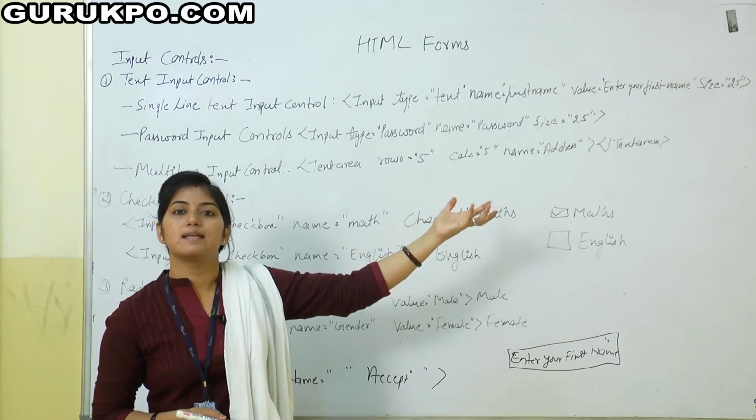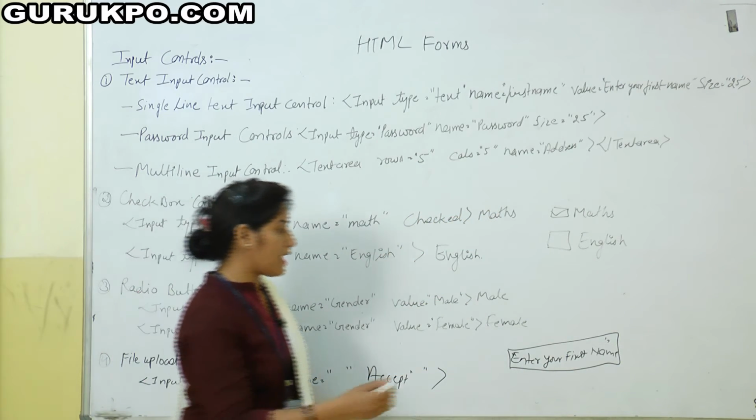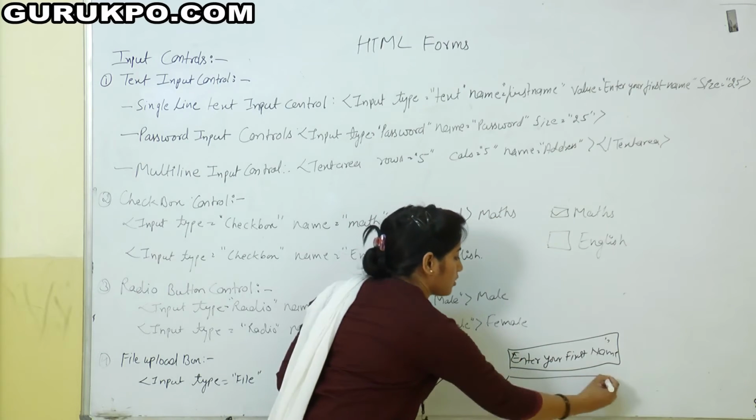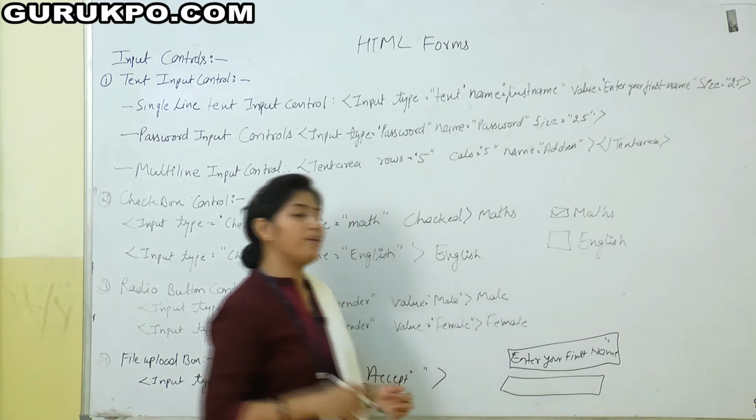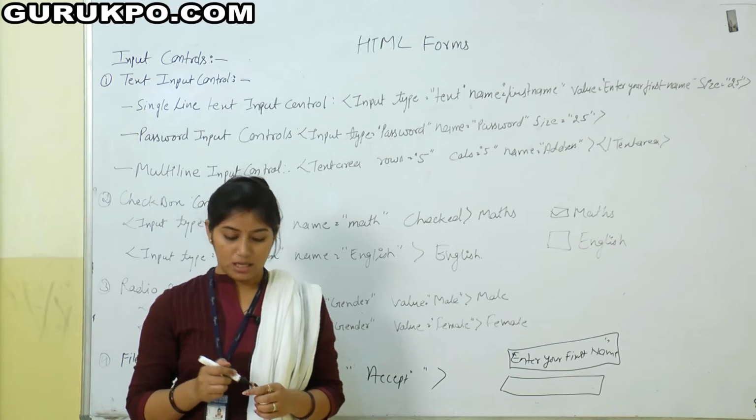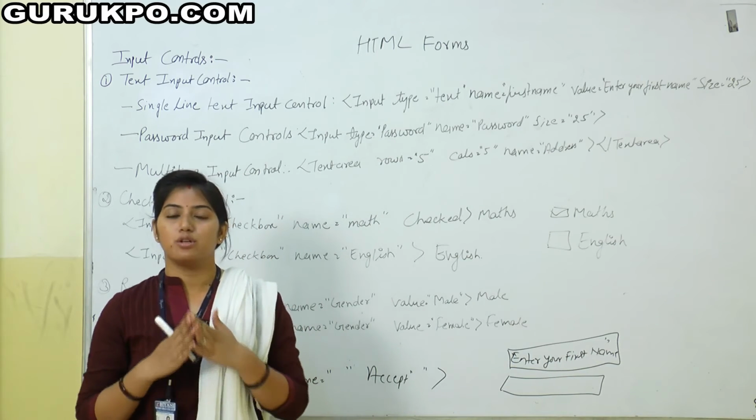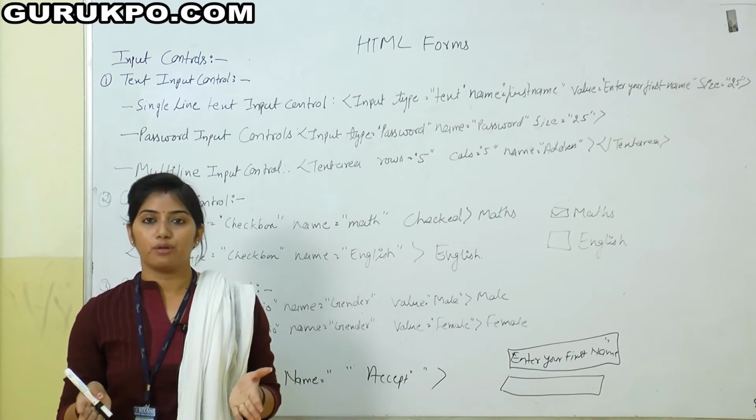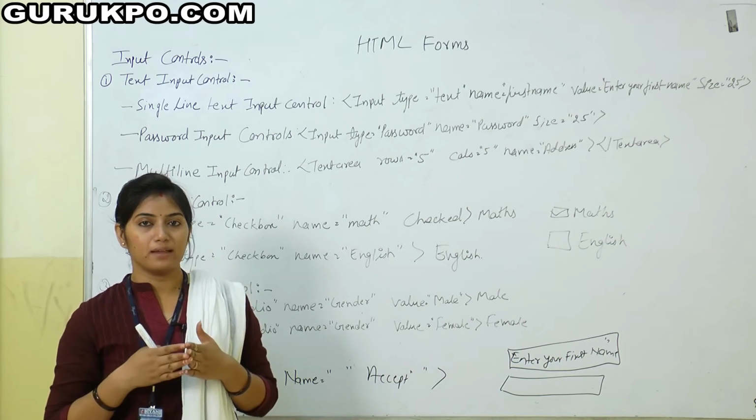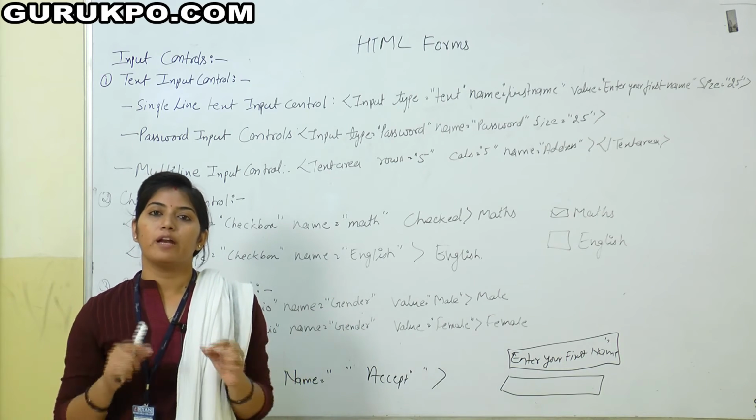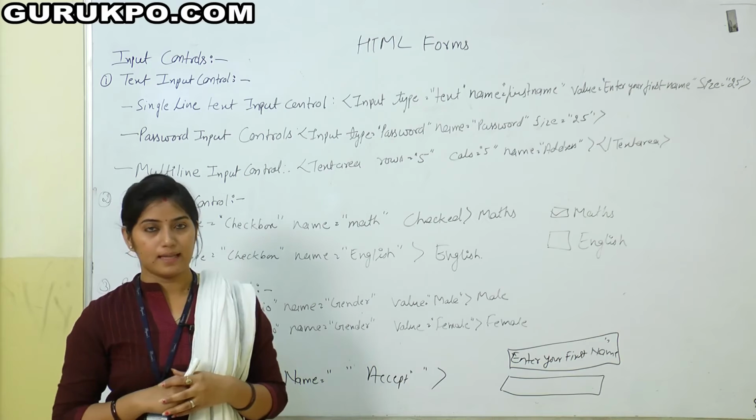Then next one is size. Size defines the size of the text box. It can be 25, 30, whatever you want, because if you want our page display to be beautiful or arranged, then we define a size to make every control equal.